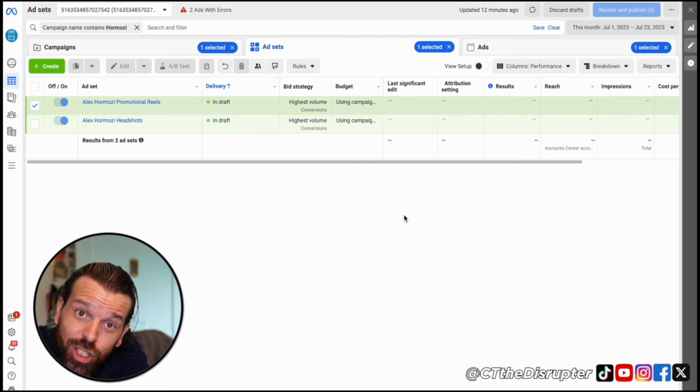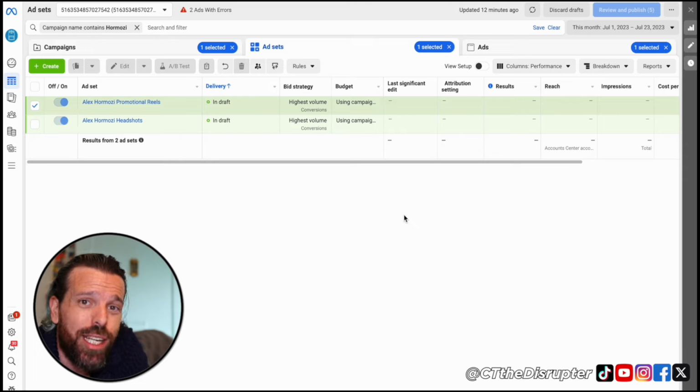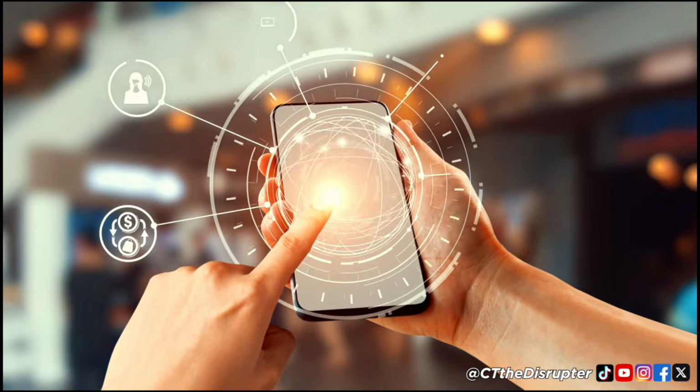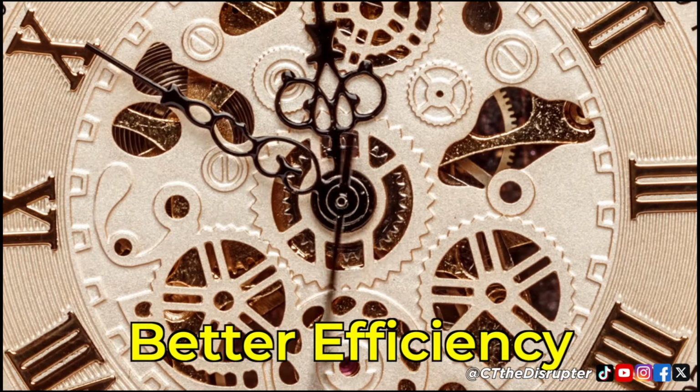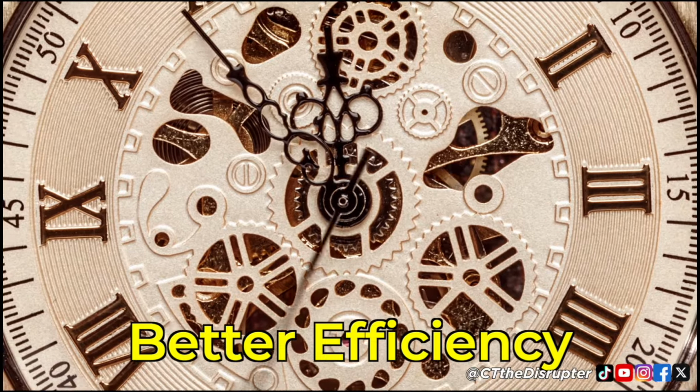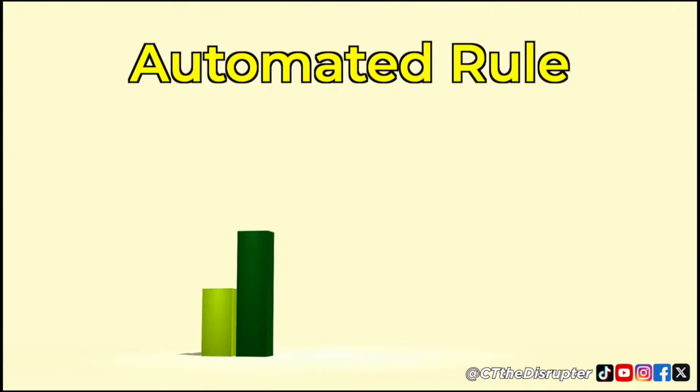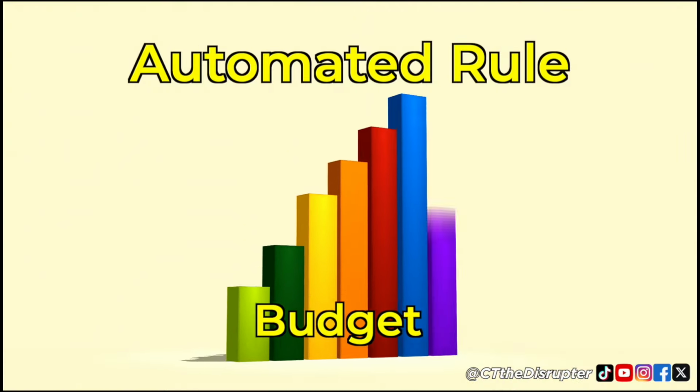And because we're not touching it, Facebook's machine learning is only going to get better with the assets that we have. And because this takes place as a part of an omni-channel marketing effort, we're going to see better efficiencies over time. And when we get better efficiencies, that automated rule is going to increase the budget, which ultimately means we're going to find a time when that rule just won't fire anymore.